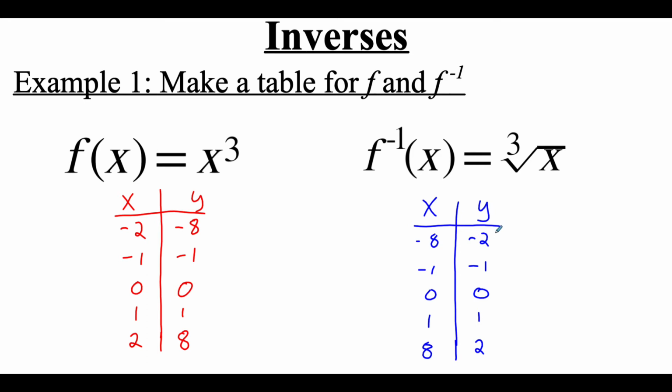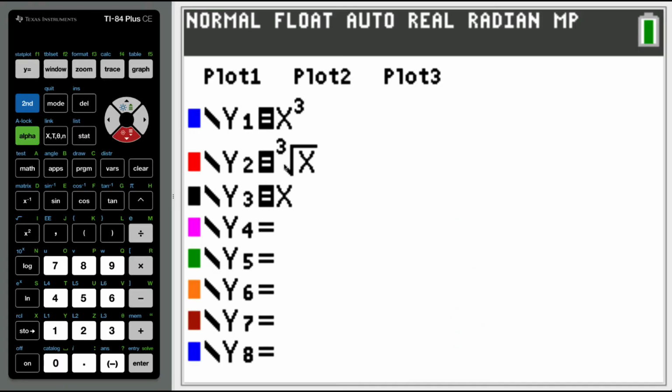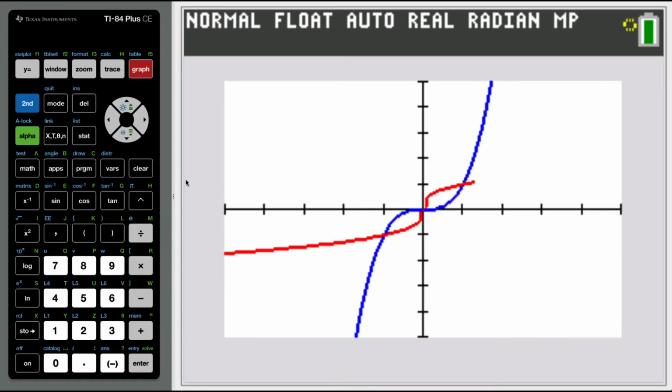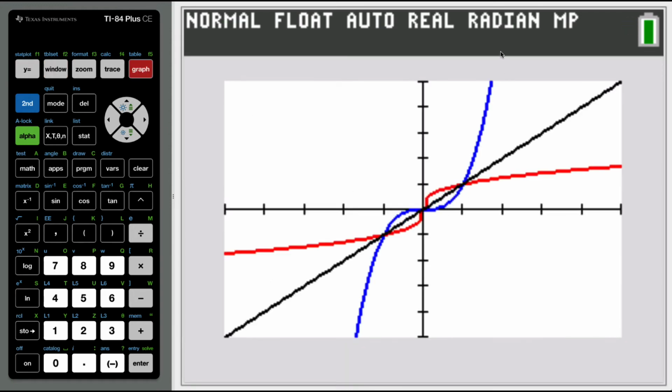Now I want to look at this graphically and see what that means about these functions. So in my y equals screen, I've got x cubed typed in as my y1. I've got the cube root of x typed in as my y2. And then I added a third equation in here, which is just y equals x. If I look at my window for my x min to x max, I've got it going from -5 to 5. Same thing for the y min and y max. When I graph that out, that blue graph is my x cubed. The red graph is my cube root of x. And then y equals x is that black line in there.